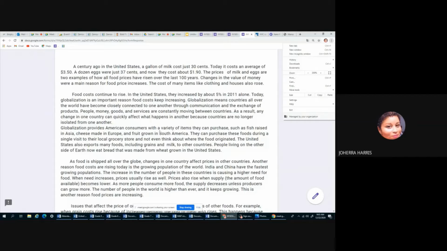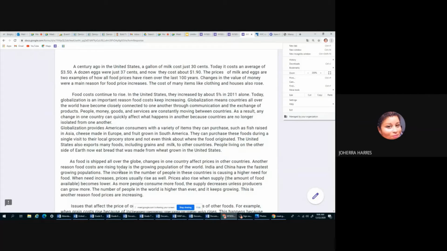Globalization provides American consumers with a variety of items they can purchase, such as fish raised in Asia, cheese made in Europe, and fruit grown in South America. They can purchase foods during a single visit to their local grocery store and not even think about where the food originated. The United States also exports many foods, including grains and milk, to other countries. People living on the other side of the world now eat bread that was made from wheat grown in the United States. As food is shipped all over the globe, changes in one country affect prices in other countries.